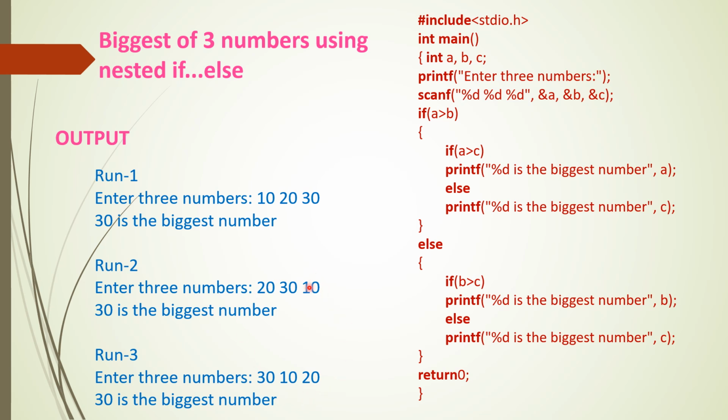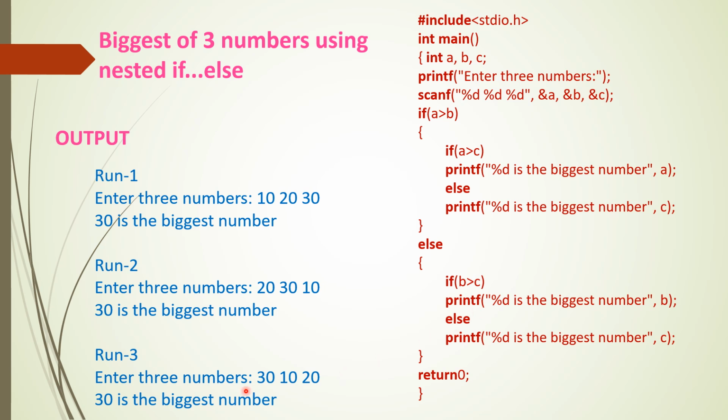You can even try with different numbers and try the logic also. For 20, 30 and 10, let us try. a greater than b, no, it's false. So it will come out of this and move to the next. Then the second is b greater than c. Yes, 30 is greater than 10. So obviously it will print b as the number.